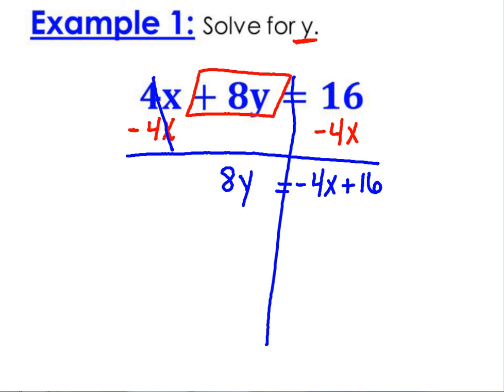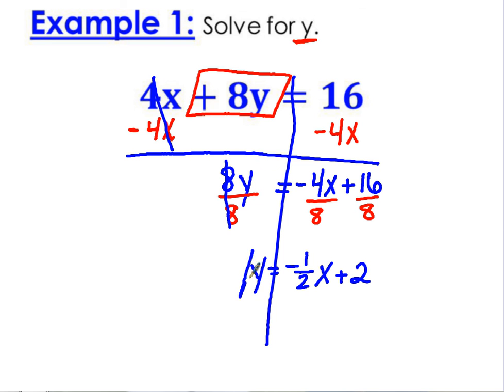My next step, because y is not by itself yet, would be to divide by 8. I've got to get this 8 off the y. So in order to do that, I need to divide everything by 8. When I do that, this goes to 1, so this is 1y, which is what I wanted. I wanted to know what 1y equals. And then I have -4 divided by 8, which reduces to -1/2. And it's okay to have fractions. 16 divided by 8 is 2, and it was positive. So my answer is y equals -1/2 x plus 2.